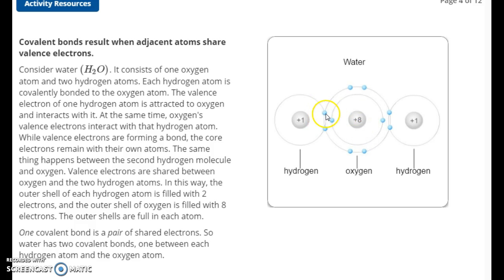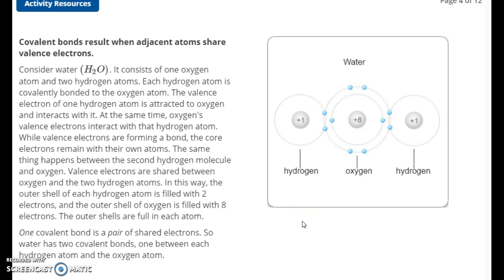So this electron right here buzzes around hydrogen and it buzzes around oxygen. This electron buzzes around oxygen and this hydrogen. These 2 electrons can buzz around hydrogen and buzz around oxygen. That's how we get 2 for each hydrogen, 8 for each oxygen, but if you notice, these inner electrons have nothing to do with the hydrogen. It's all the valence electrons.